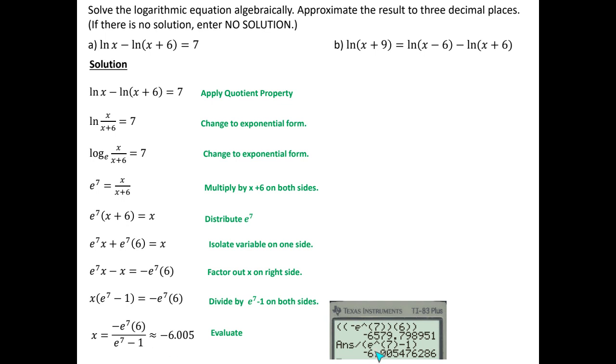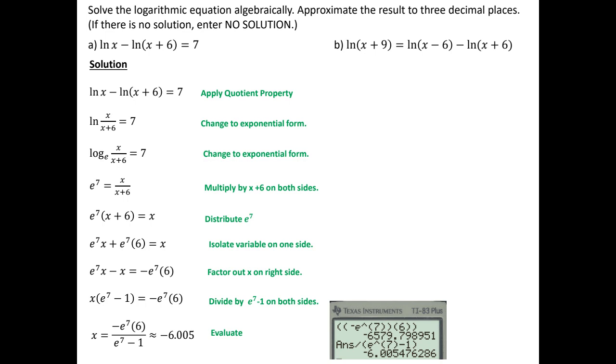So in my calculator, what I did first is I entered negative e to the 7th times 6. Whatever answer I got here, I just click answer divided by my denominator. So be careful on how you enter it in the calculator, because some calculators are not smart and they need a little help with parentheses. And I also encourage you, if you do this, don't round this answer until the very end, because if you round before the very end, then it's going to count your answer incorrect.